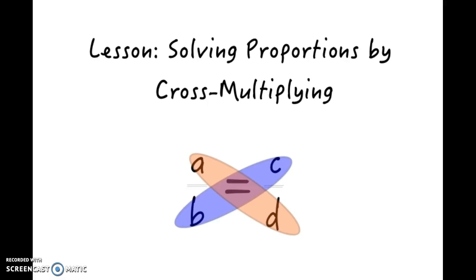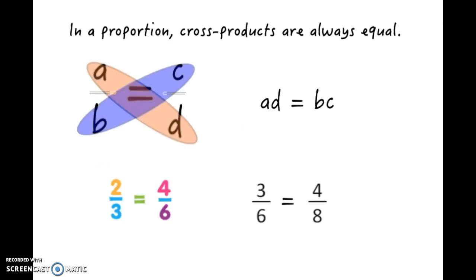All right, in this lesson, we're going to focus on solving proportions by cross-multiplying. This method is very traditional, and you'll see it used a lot to solve proportions. In a proportion, something that's true is cross products are always equal. Noticing these pictures, if you multiply A times D, you get the same product as if you multiply B times C. This happens always in a true proportion.